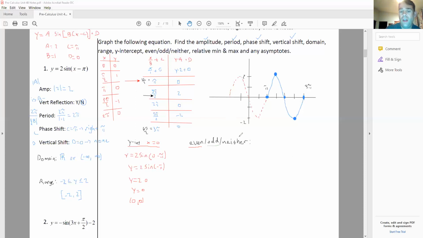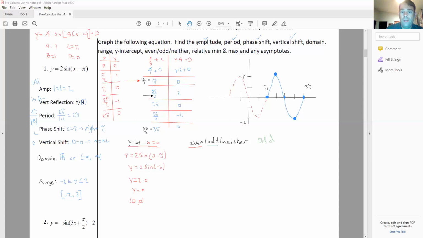Odd means that I have 180-degree rotational symmetry, 180-degree rotational symmetry through the point 0, 0. If you notice, I do have that. If I were to rotate 180 degrees, I would have that. So this would be odd. This is an odd graph.